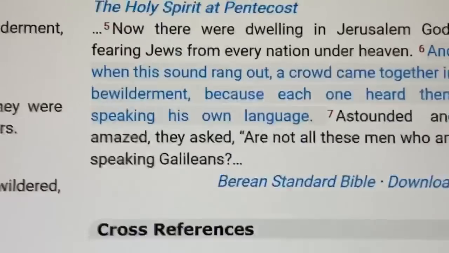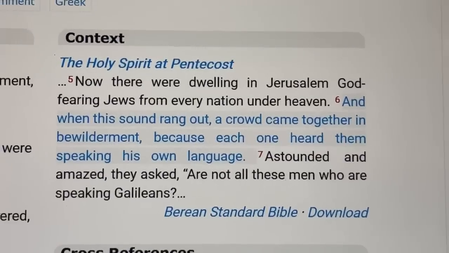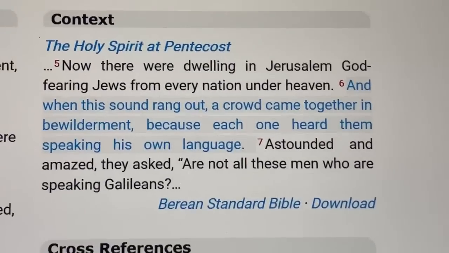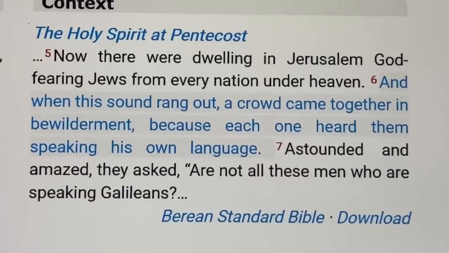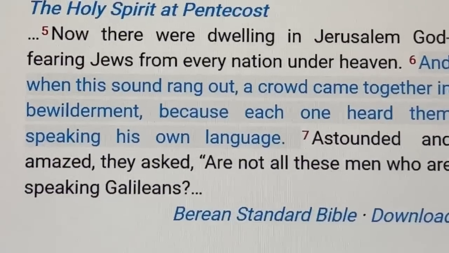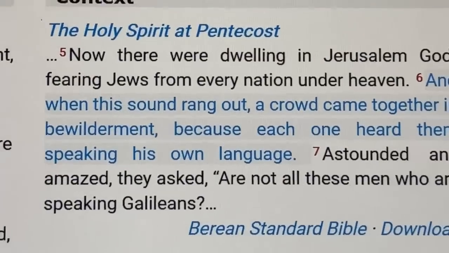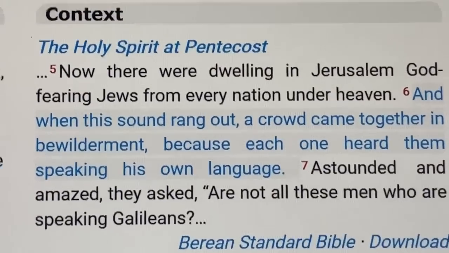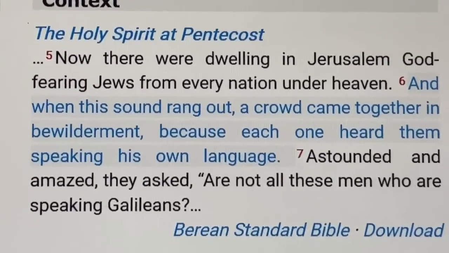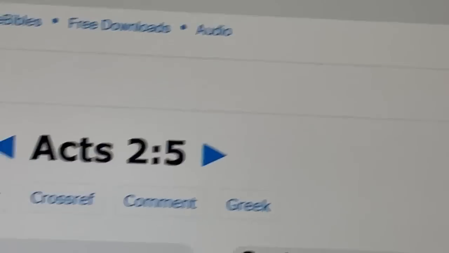Okay, let's look at this, you all. Now there were dwelling in Jerusalem God-fearing Jews from every nation under heaven, and when this sound rang out, a crowd came together in bewilderment because each one heard in their own language, astounded and amazed. They said, Are not all of these men who are speaking Galileans? You all, we got to find out what happened to the first part of it. Let's see.